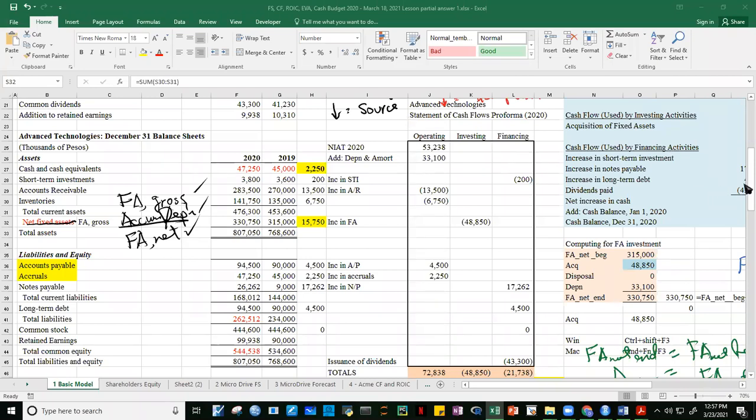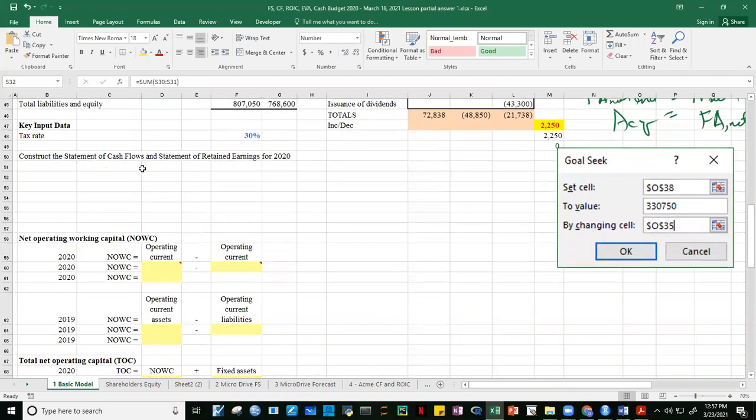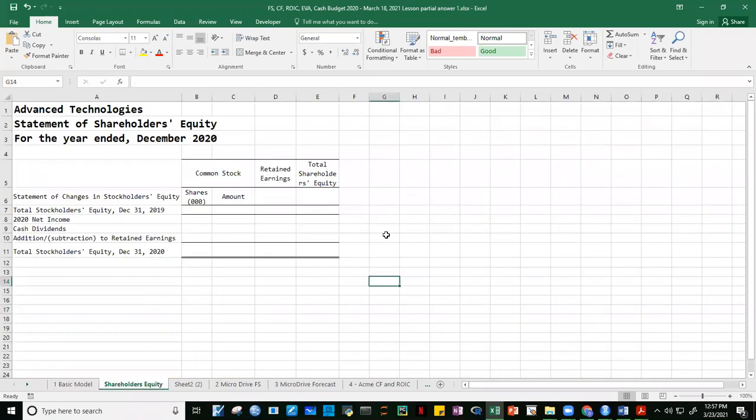Okay, that's good. So let's go now to another requirement. Construct the statement of cash flows and the statement of retained earnings, the statement of shareholders' equity for 2020. May I request you to create another worksheet, guys? Let's add another worksheet. Do you know how to add a worksheet? How do you add a worksheet? Because this was not added before.